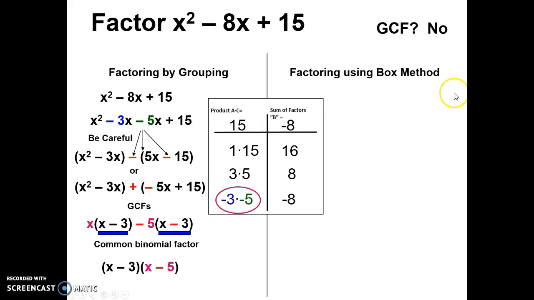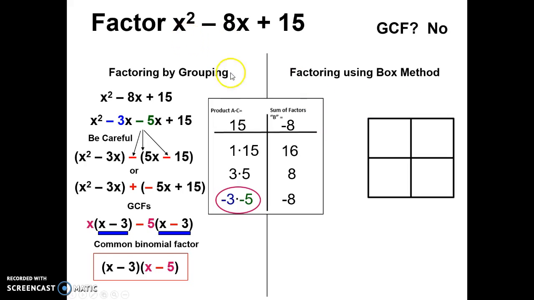If you use the box, then you don't have to worry about that. My x squared goes here. My 15 goes here. I'm going to put -3x. It doesn't matter where they go in these two boxes. -3x, -5x. If you're using box, you don't have to worry about this parenthesis business here.